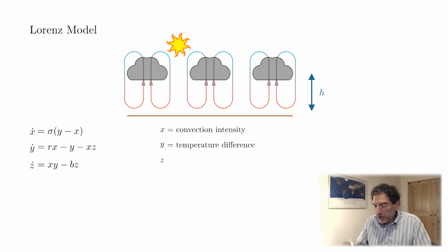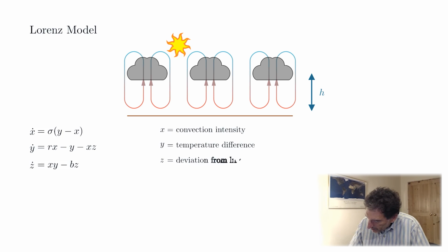So if there was no large-scale convection rolls, then it would only be by molecular diffusion that heat would flow from the ground to the clouds. In this case, the temperature gradient would be constant, which means a linear temperature profile. But because there's large-scale convection rolls set up, the temperature profile is not linear, and z is a measure of the deviation from linear temperature profile.